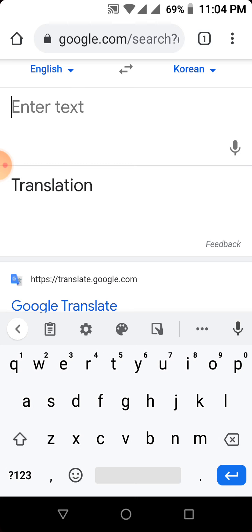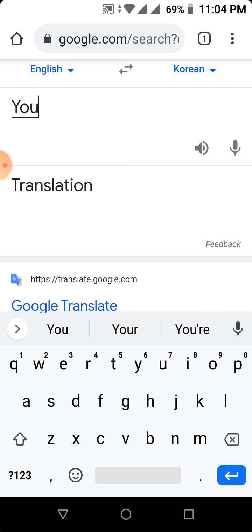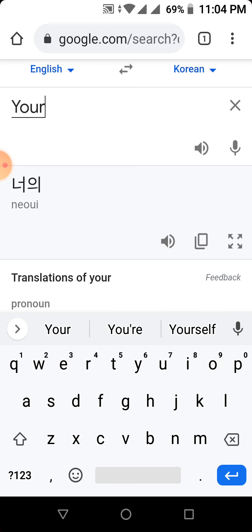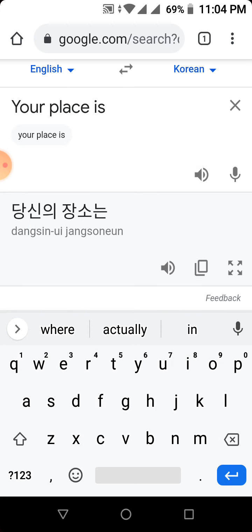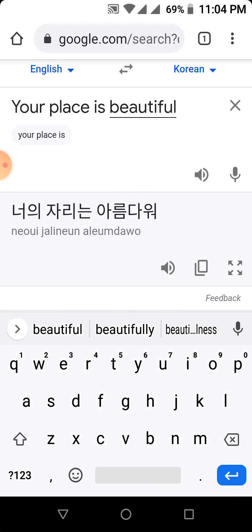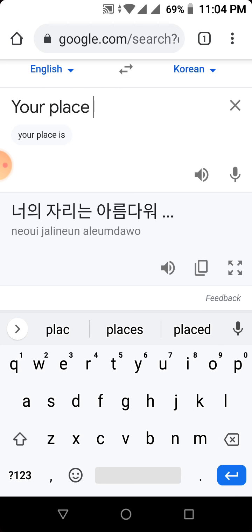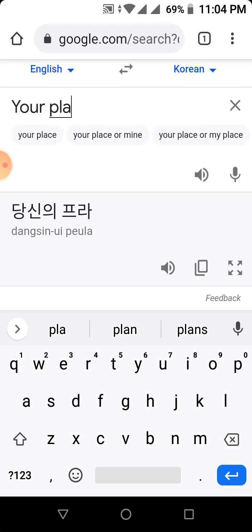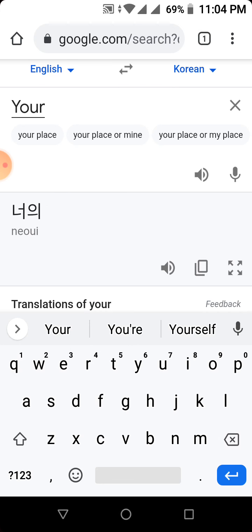So now we have Korean, and we're going to translate again all the words. Your place is beautiful. So I have here jangso aleumdaun, right? That is if you're going to translate the words all at once or typing all of the words at once, right? So now we have one by one again.